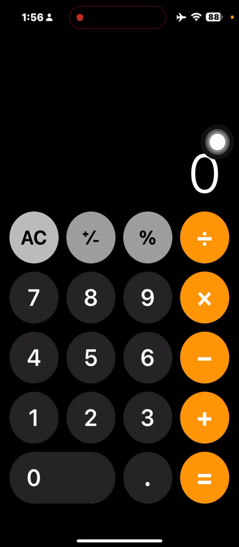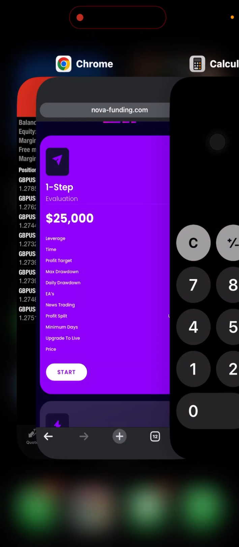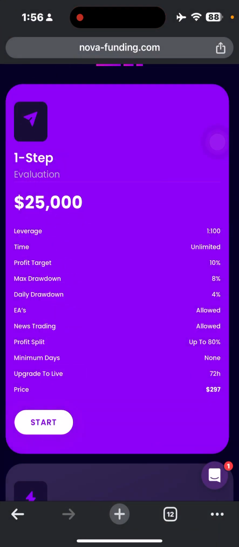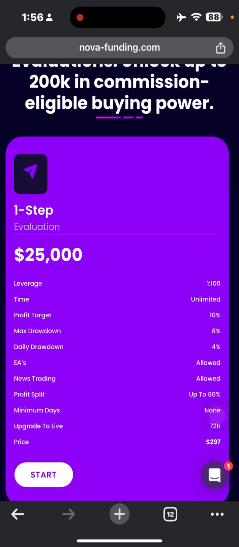So let's look at it. 25,000 times 4%, which means they are actually giving you $1,000 to trade. So you are buying the account for 297 and you are getting $1,000 to trade, which means you must not exceed $1,000 as loss. So this is their one step.